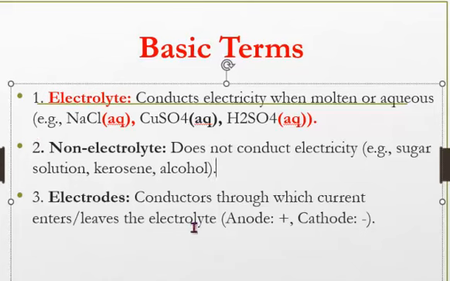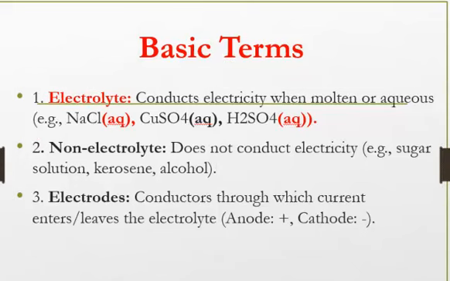An electrode is the conductor through which current enters or leaves the electrolyte, and we have two: the anode, which is positively charged, and the cathode. As we go on, we begin to understand this in detail. So an electrode is the conductor through which current enters or leaves the what? Electrolyte. Do you get that now? So what we are saying now is that what?